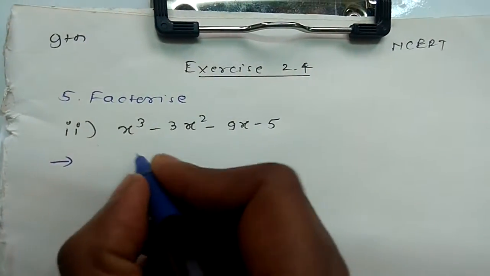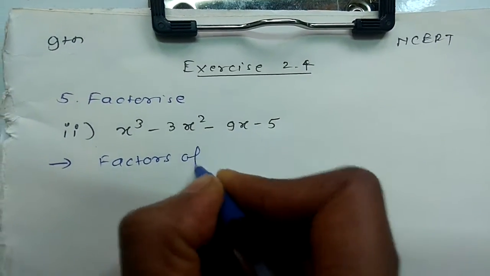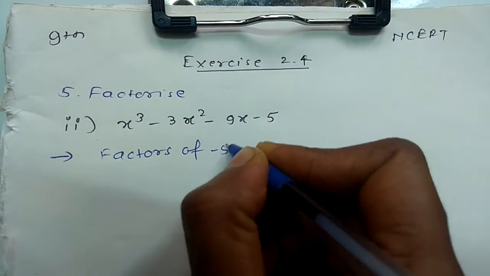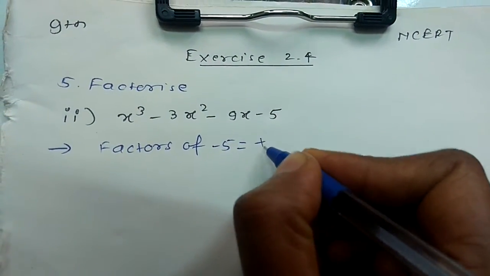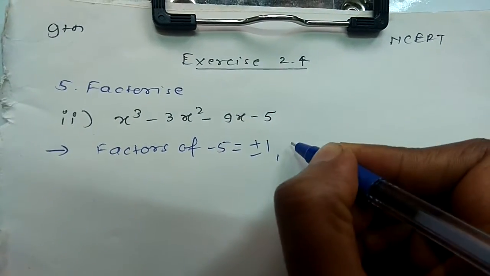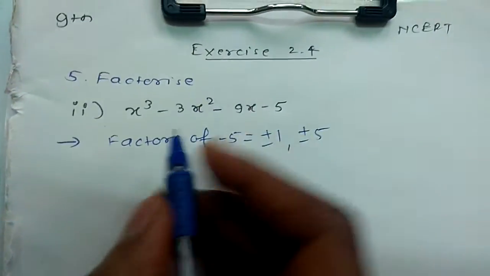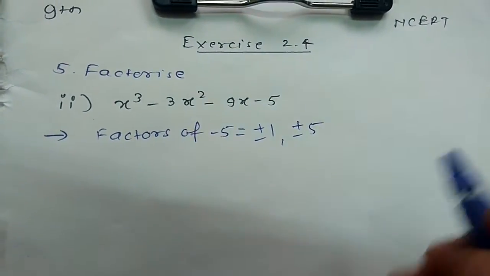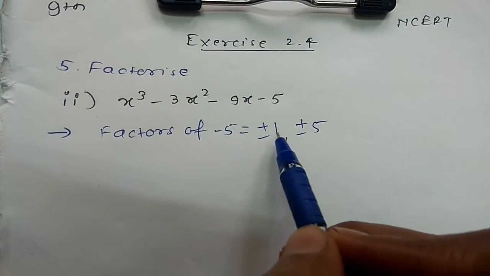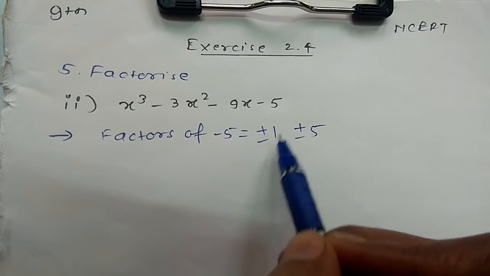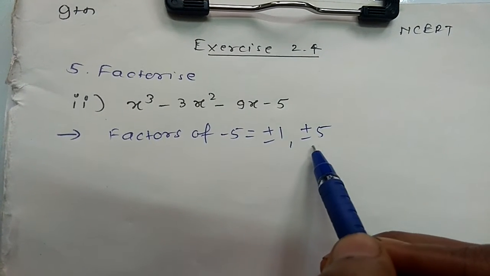So let us start. As we know, we have to first find the factors of this constant, that is minus 5. The factors of minus 5 are plus 1, minus 1, because it comes in the table of 1, and next, plus or minus 5. I could find all the factors by factor theorem, because as it is a single digit number, you have to check only 4 numbers. There are only 4 a's. As we know, x minus a is a factor, so that a can be plus 1, minus 1, plus 5 or minus 5.